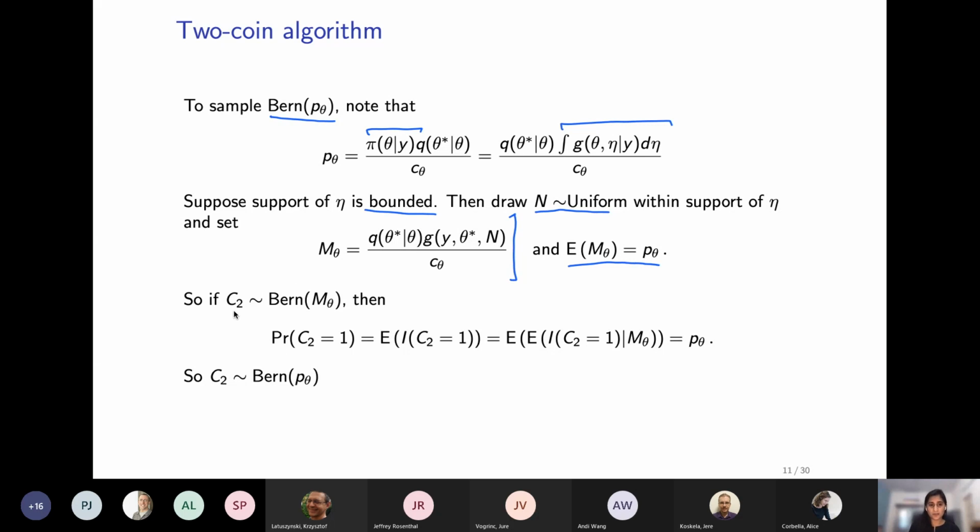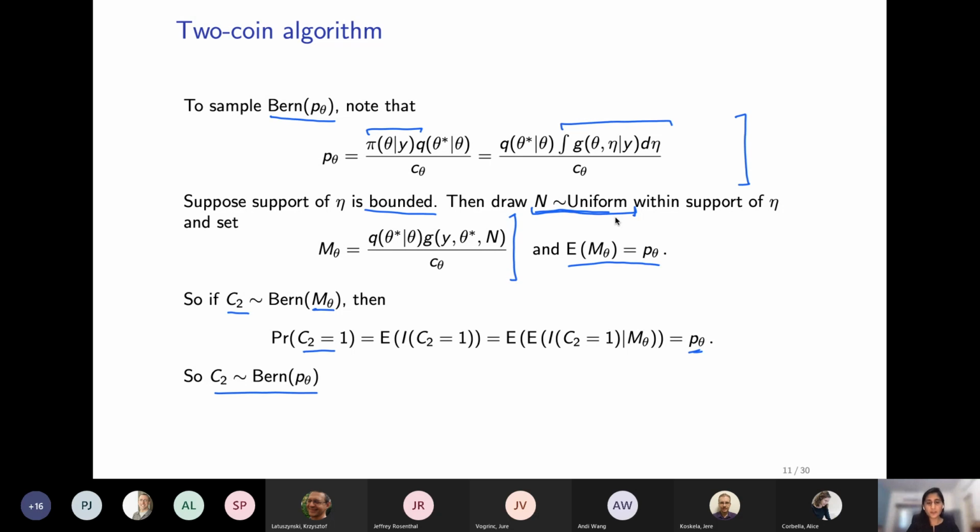Now, if I generate a coin C2 with Bernoulli m theta, conditional on n, then the marginal probability that C2 is equal to 1 is exactly p theta. So C2 marginally is a Bernoulli p theta coin. So as long as I have an unbiased estimate of p theta, I can produce Bernoulli p theta coins. But I don't need multiple draws of uniform here, just one is fine, because I'm not trying to get a good estimate of p theta. I'm just trying to get a random variable which is unbiased for p theta. So generating one coin, or one uniform draw, is fine.